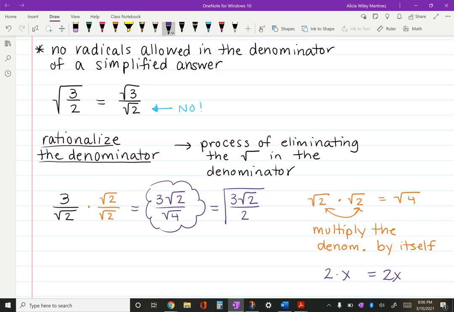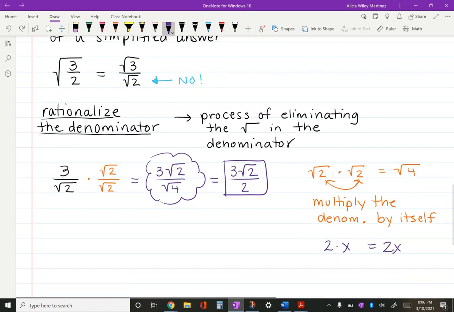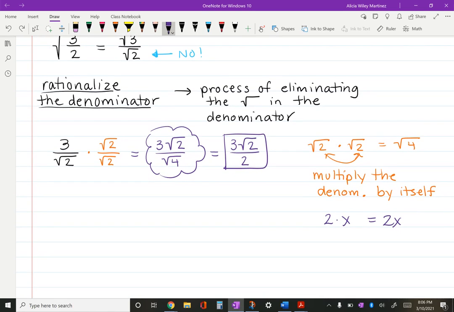Now this is your final answer. You cannot reduce this 2 with this 2. That is not allowed because this is a number and this is a square root. Okay, we're going to do one more. I'm going to show you one more example and you'll get a chance to practice this.